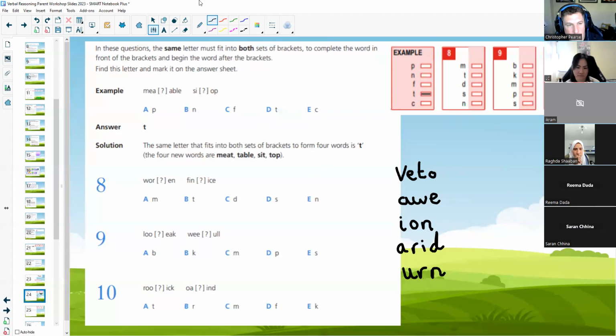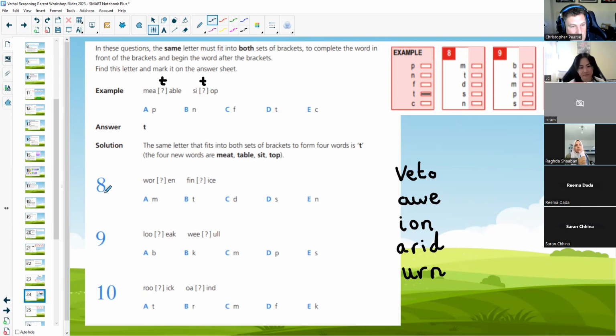So what's involved here? Well, we've got a set of letter strings either side of a question mark. So the letter that goes into the gap, and it will be the same letter in both gaps, completes one word, starts another, finishes one word, starts another one. So it's really important that the letter that goes in doesn't just make 2 words or 3 words or even 1 word, it actually makes all 4. So in this one, we've got T, and of course it makes meet, table, sit, and top. All quite easy words to know there, but of course that is an example.